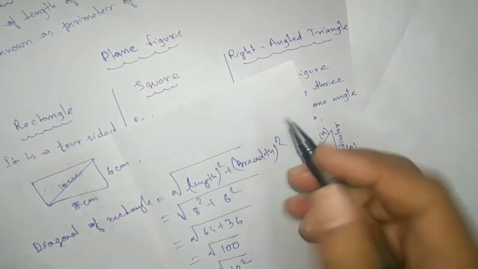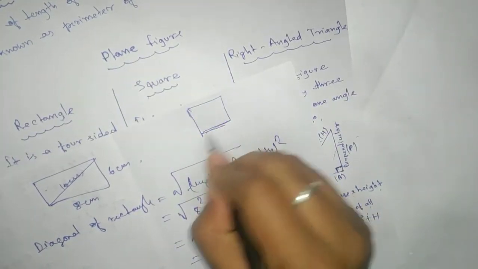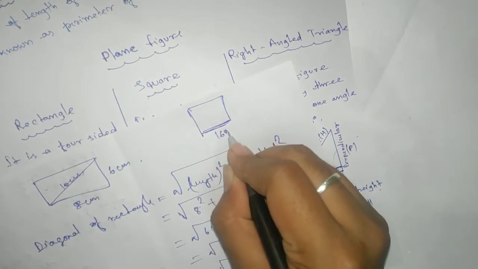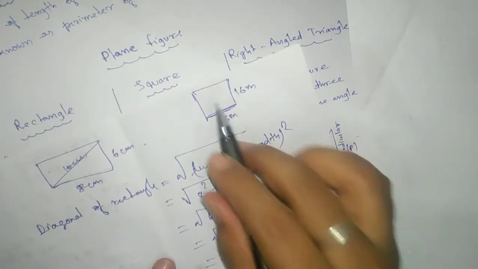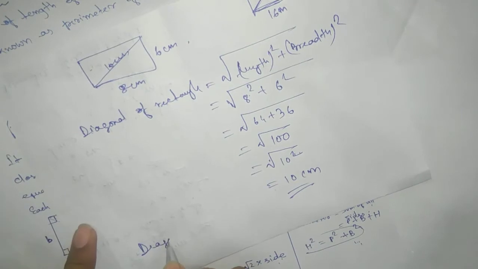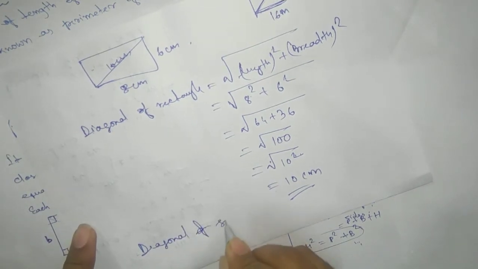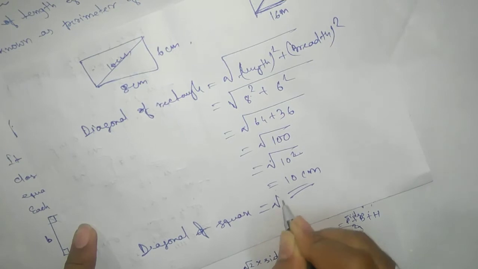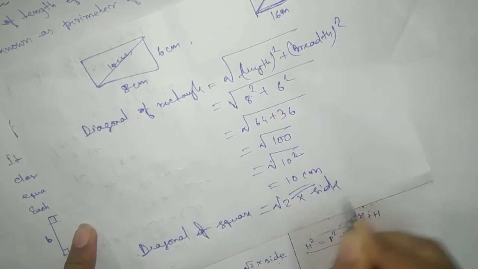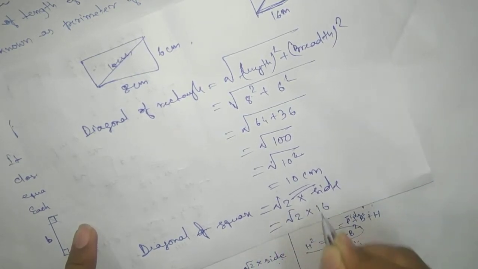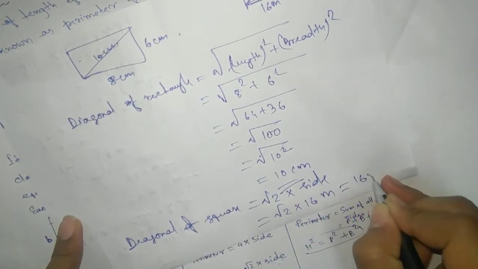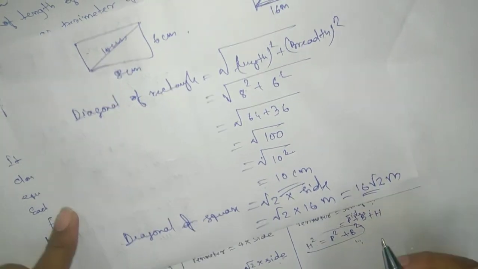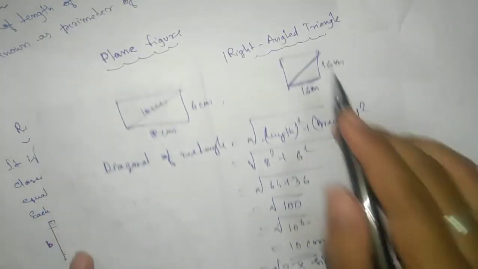And for a square, if we take one square with side 16 meter, each side equals 16 meter. To find the diagonal for this one, we have the formula: diagonal of square equals root 2 into side. That means root 2 into 16 meter, and we write it properly as 16 root 2 meter. This will be your diagonal of the square for this problem.